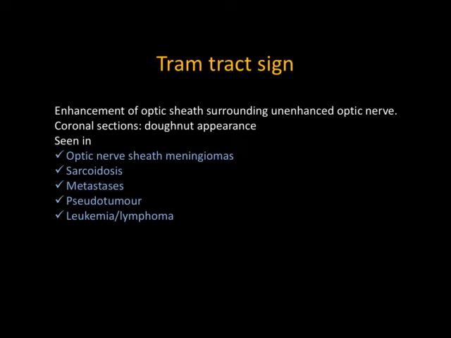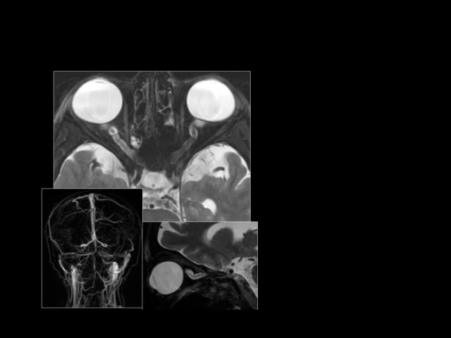It was first described for meningioma, and then there are multiple differentials: sarcoid, metastasis, leukemia, lymphoma, pseudotumor, perineuritis, etc. Okay. Next.